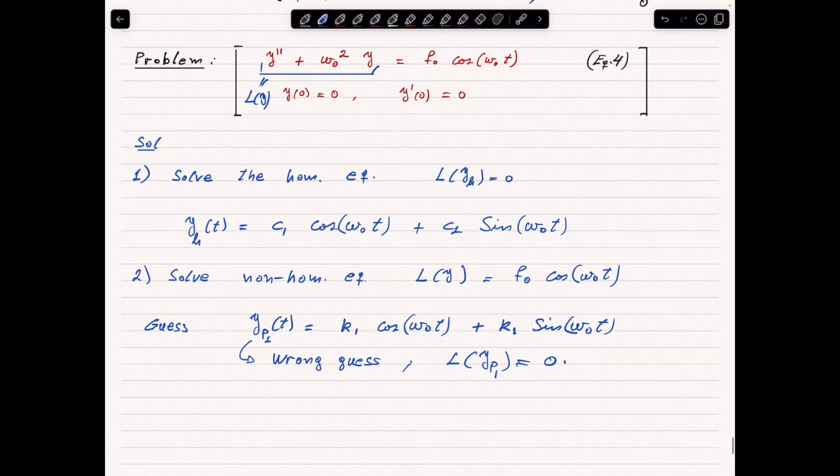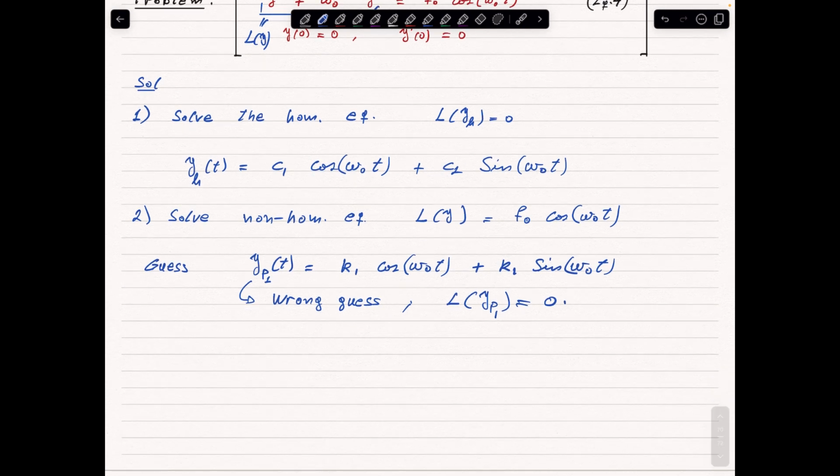So what do we need to do? We need to multiply our first guess by t. So what we need to do is a second guess. Okay, what is going to be the second guess? The second guess, y2 of t, is going to be t times the first guess. Recall that we put only the cosine. Okay, k1 t cosine of omega t. But this is going to be the wrong guess for a different reason now.